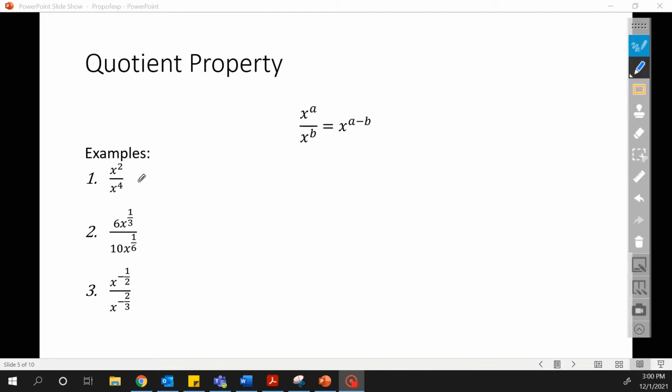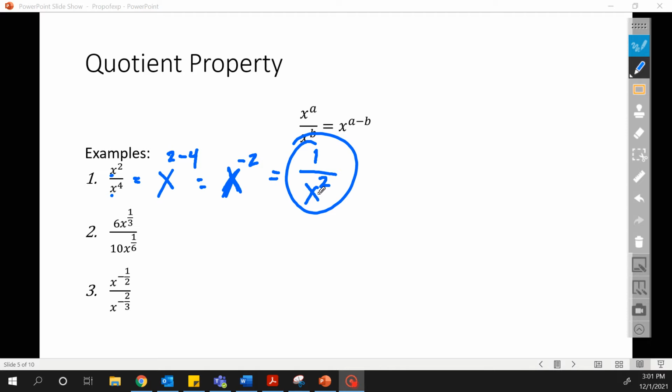Okay, so if you look at number 1, x in the numerator, x in the denominator, I can combine them into a single x that's in the numerator and just subtract 2 minus 4, which is negative 2. Unfortunately, you cannot leave it like this because we learned about the negative exponent property. Okay, so you cannot leave it as x to the negative 2. You have to change that to a positive exponent. Since it's in the numerator, it needs to go into the denominator to become positive. So 1 over x squared. So x squared over x to the fourth simplifies to 1 over x squared.